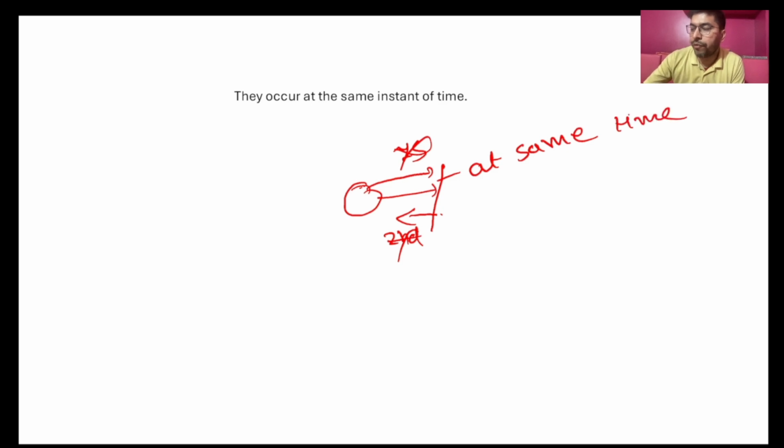Means when you are applying action, at the same time reaction is coming, or when you are applying reaction, at the same time action is also coming, right? So there is no delay in action and reaction. Both occur at the exact same point of time, right?